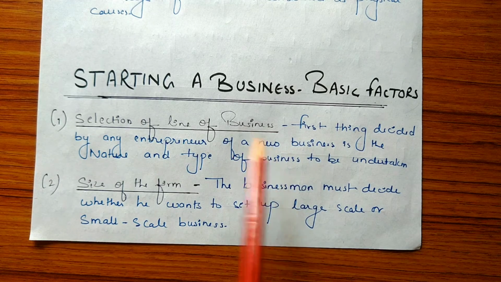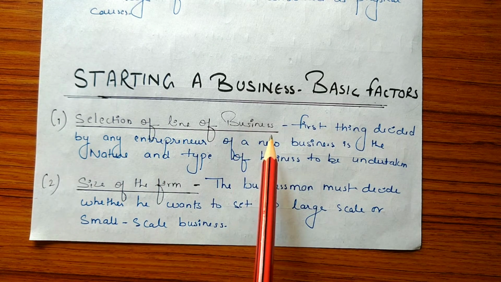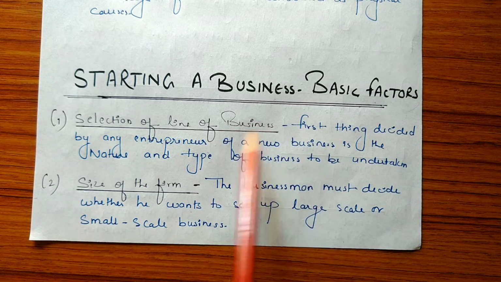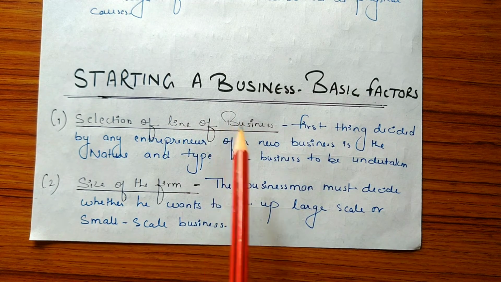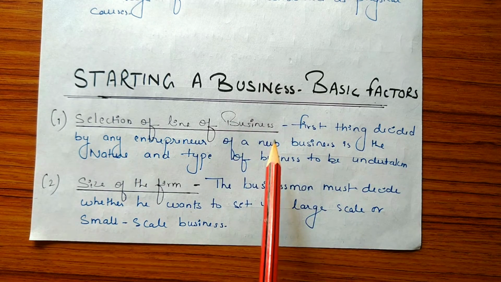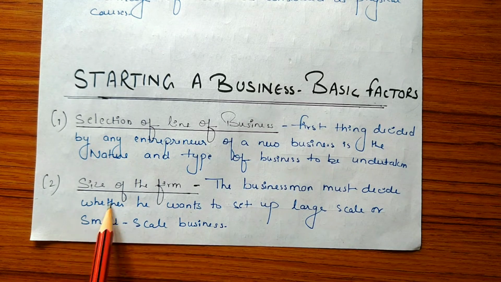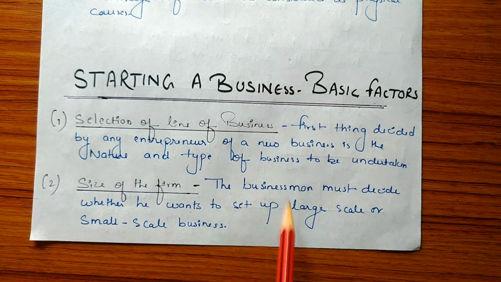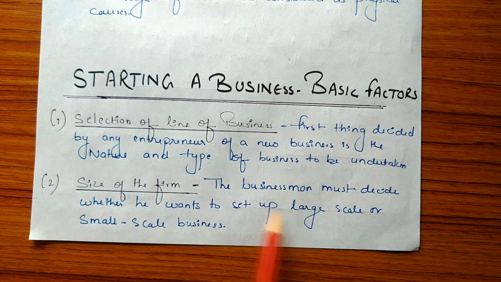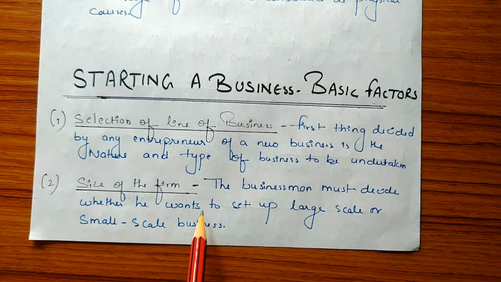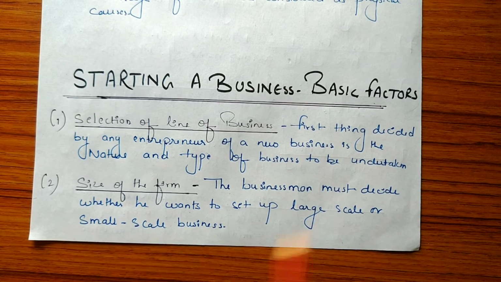And how is this decision taken? This decision is taken by analyzing the market condition, customer demand and technology which is required to carry on the business. So the entrepreneur must select the business for which there is more demand and availability of technology. Next factor is size of firm. After deciding the line of business, the businessman must decide whether he wants to set up a large scale or small scale business. But before taking this decision, the businessman must find out whether he has the capacity to arrange capital. If he can arrange a large amount of capital, then he can go for large scale business. Whereas if the market conditions are risky, then he must start with a small scale business.